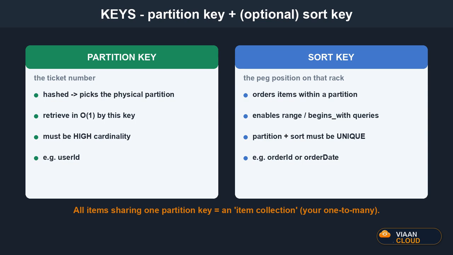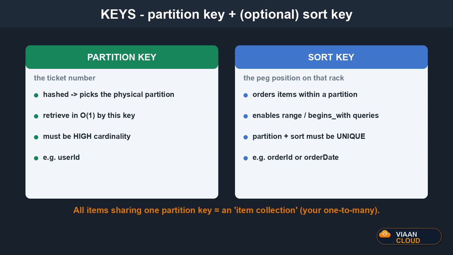Now the heart of it, the keys. The partition key is your ticket number. DynamoDB runs it through a hash that instantly decides which physical partition, which rack, your item lives on, so you fetch it in constant time. It must be high cardinality, like a user ID, so load spreads evenly. Optionally, you add a sort key, the peg position on that rack, which orders items within a partition and lets you do range and begins-with queries. Together, a partition plus sort key must be unique.